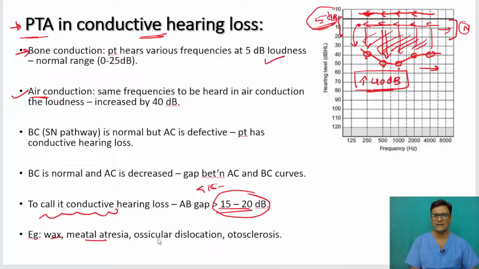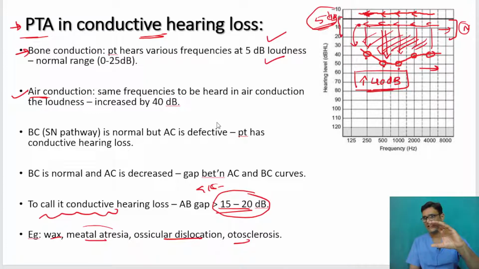Examples are wax, meatal atresia, ossicular dislocation, otosclerosis. So all these are examples of conductive hearing loss. So in conductive hearing loss, what happens? Bone conduction is absolutely normal. Air conduction has got affected. The air conduction has decreased, or the curve has fallen down from the normal. You have to raise the intensity for the same to be heard. There is a hearing impairment only when it comes to air conduction. So there is a gap between the air and the bone curves.